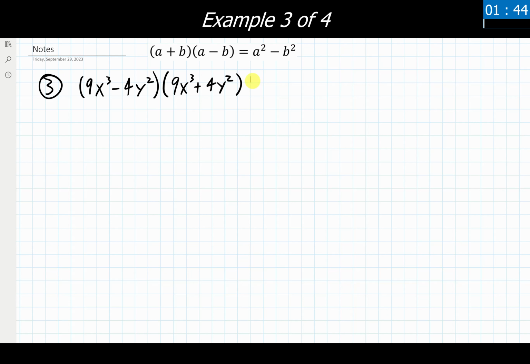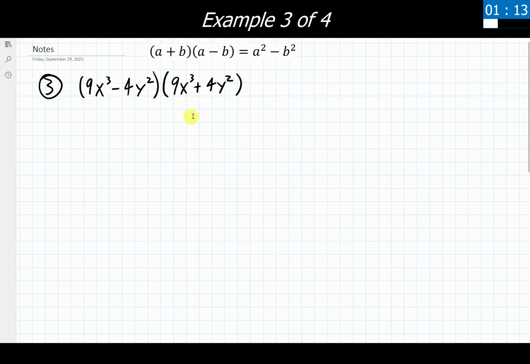Looking at example 3, we have the product of 9x to the third power minus 4y to the second power times 9x to the third plus 4y to the second power. We therefore have a conjugate pair of binomials. The first two terms are the exact same, the last two terms are the exact same, and the signs that separate them are opposites of one another. One is a positive and the other is a negative.